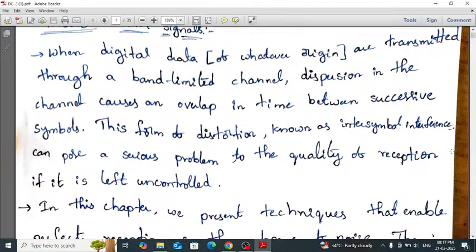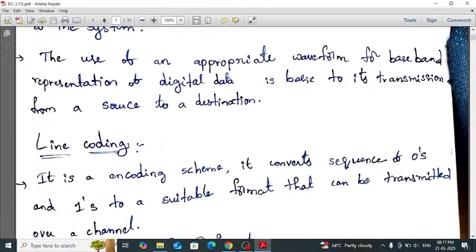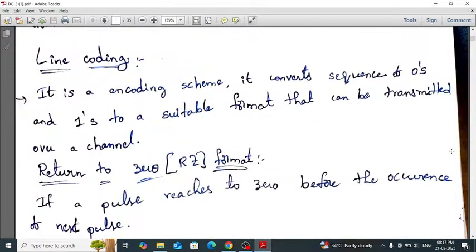So I think the definition is completed. Next, coming to line coding. Define line coding. Sometimes there may be a chance of being asked for 2 marks. Line coding is an encoding scheme. It converts a sequence of zeros and ones to a suitable format that can be transmitted over a channel.